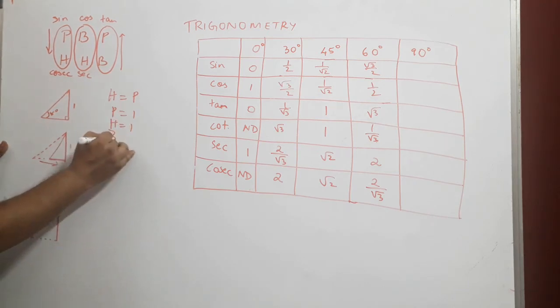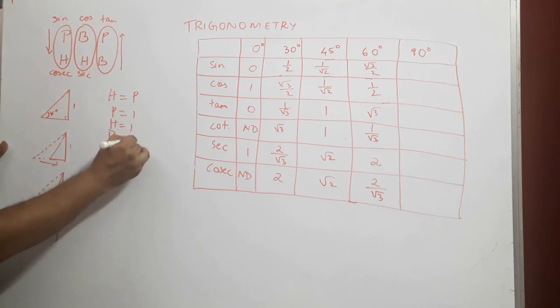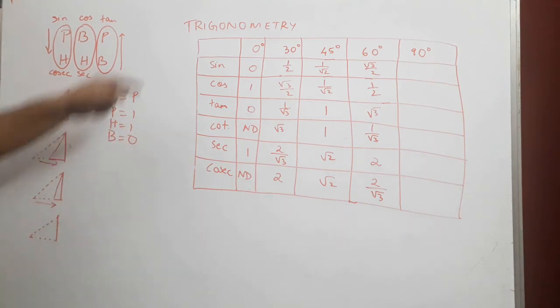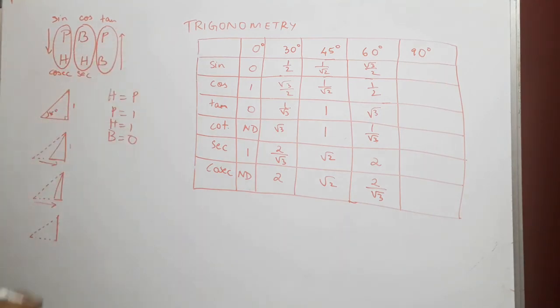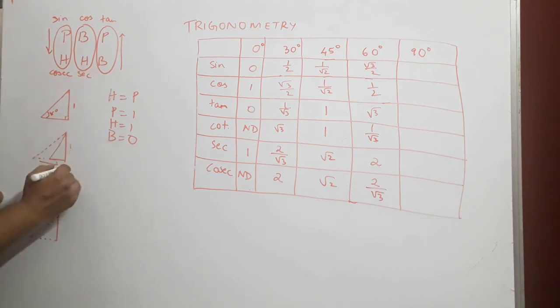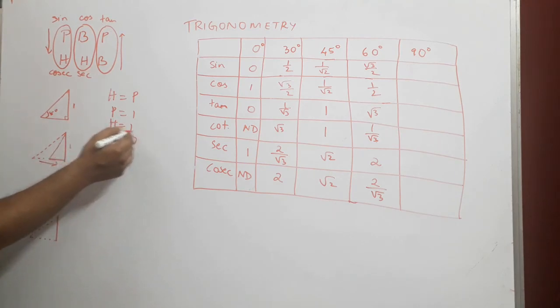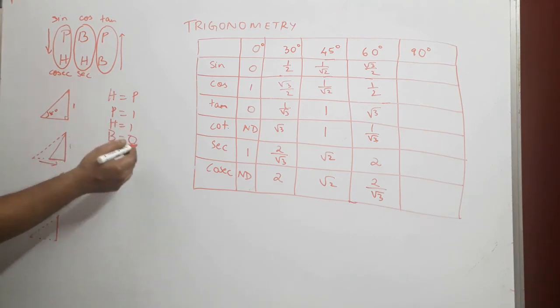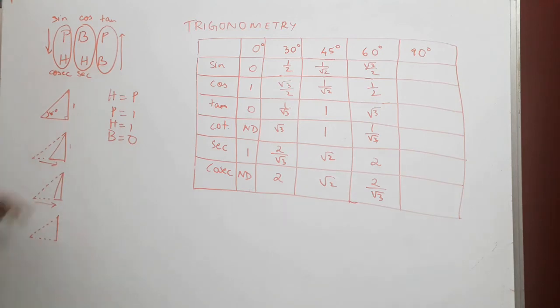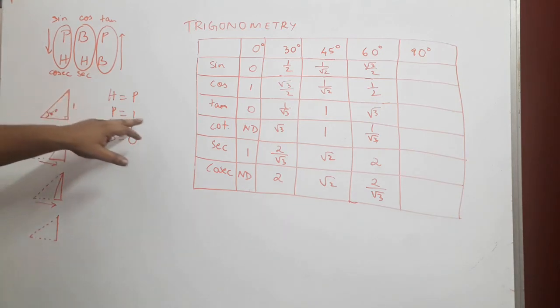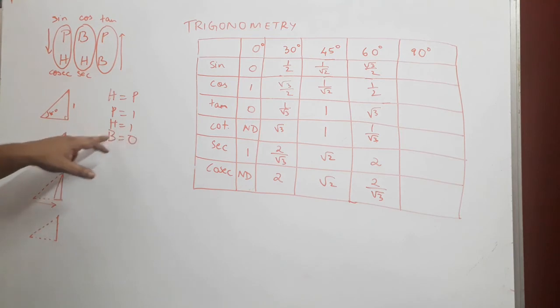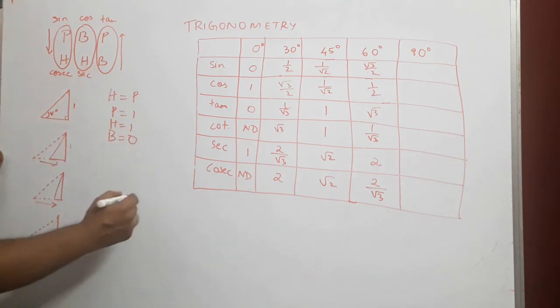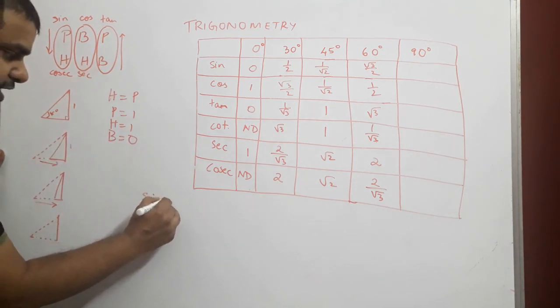What happens to the base? Base has gone, which means it has become 0. In our previous case for sine 0 degrees, what had happened was the perpendicular kept shrinking so much that perpendicular became 0 and hypotenuse merged with the base and they became 1. Now that we have got perpendicular equal to 1, hypotenuse equal to 1, and base equal to 0, let us find out what is sine 90 degrees.